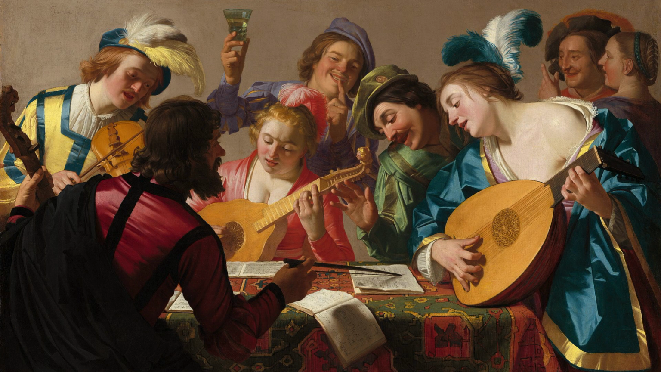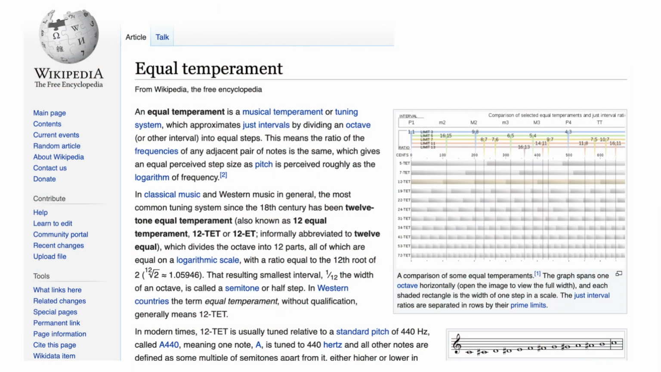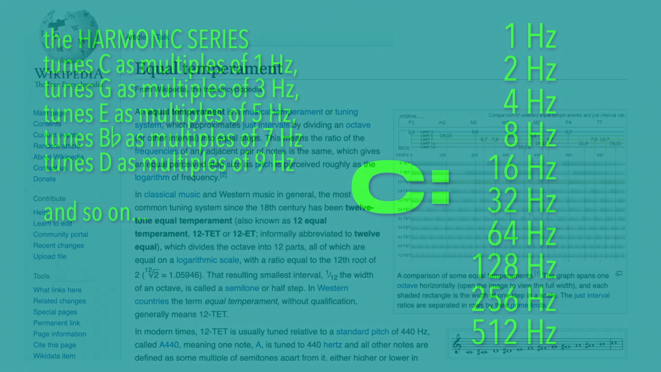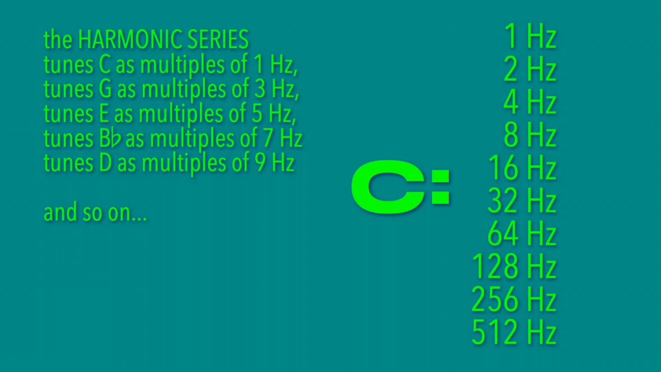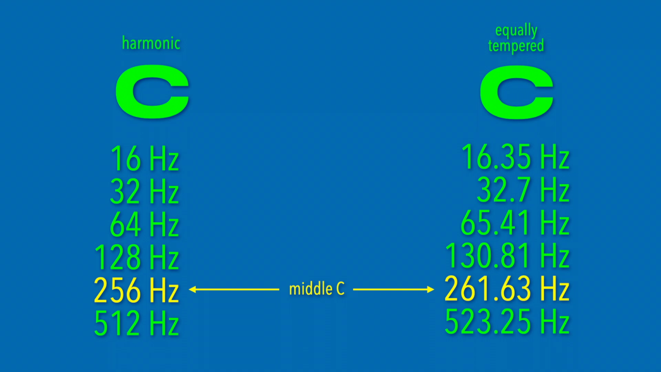Our modern tuning method isn't all that new. It was developed in the late 1500s and is called equal temperament tuning. Equal temperament doesn't tune the note of C to its multiples of 1. That's how the harmonic series tunes C, scaling it up from 1 Hz. But while the harmonic series tunes middle C to 256 Hz, equal temperament tunes middle C to 261.63 Hz.